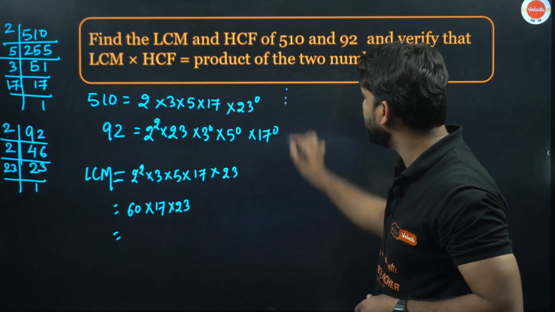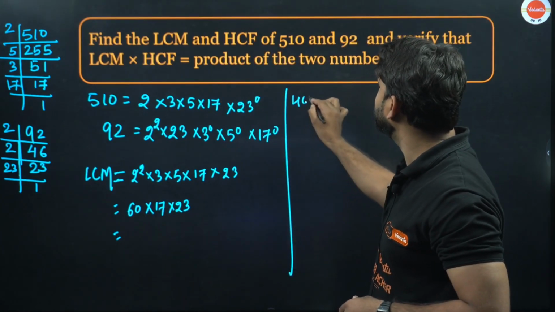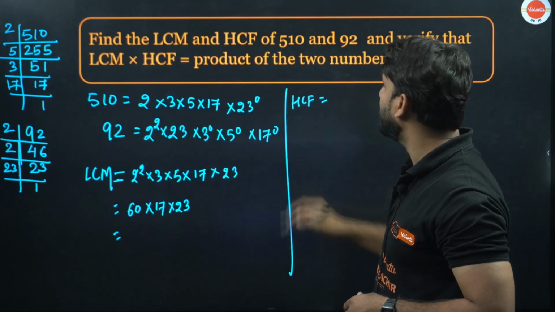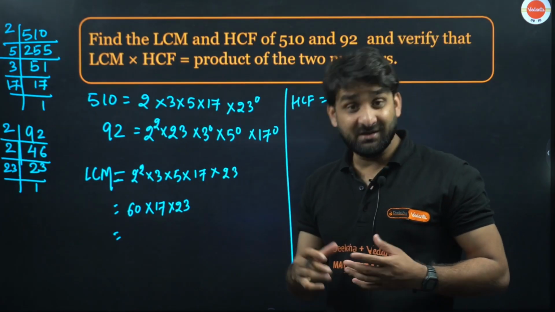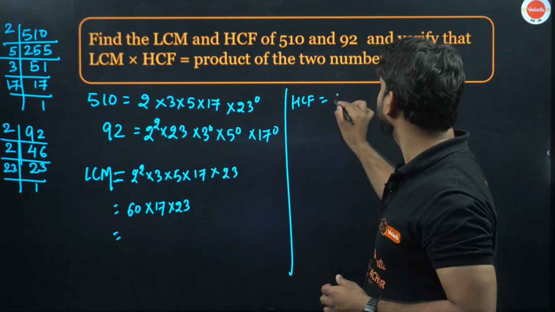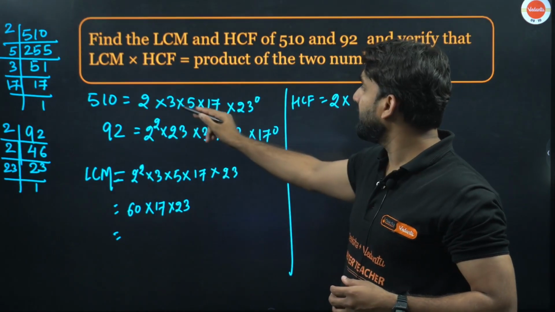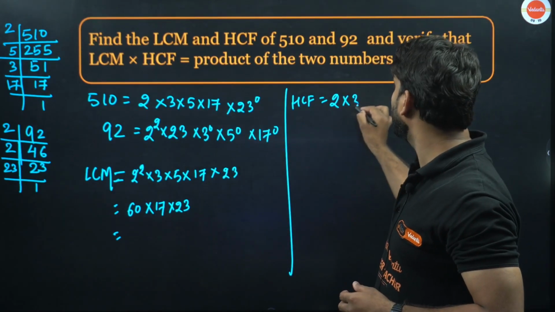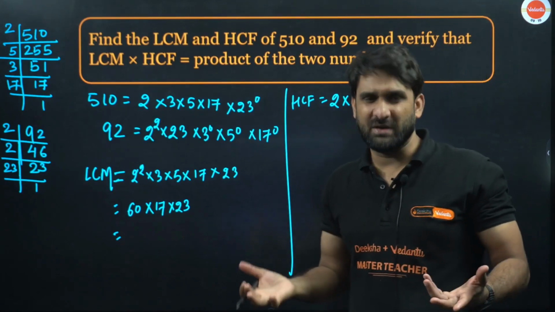Let's find out HCF first. Now HCF. HCF means highest common factor. So for HCF, we always take the least power. So 2 to power 1, 2 to power 2, so 2 to power 1 will come. 3 to power 1, 3 to power 0, 3 to power 0 will come. So 3 to power 0 means 1.